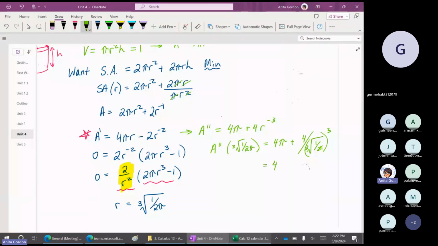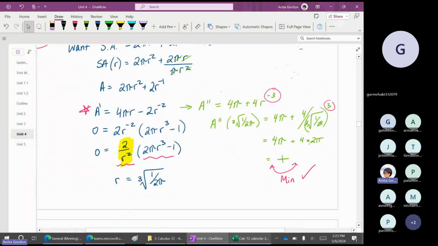Exactly. 4 pi plus 4 times 2 pi. I don't even need to know what the number is because I know it's positive, which means it's concave up. Cube root cubed. There's a cube on it. So cube root cubed cancels out. And then all of these numbers are positive. So we have a smiley face, which means this is a minimum. Hooray, we found it. So, conclusion. R is this ugly number.